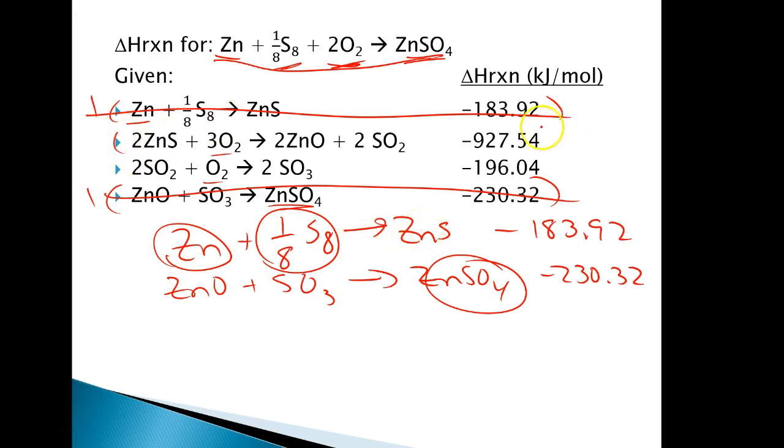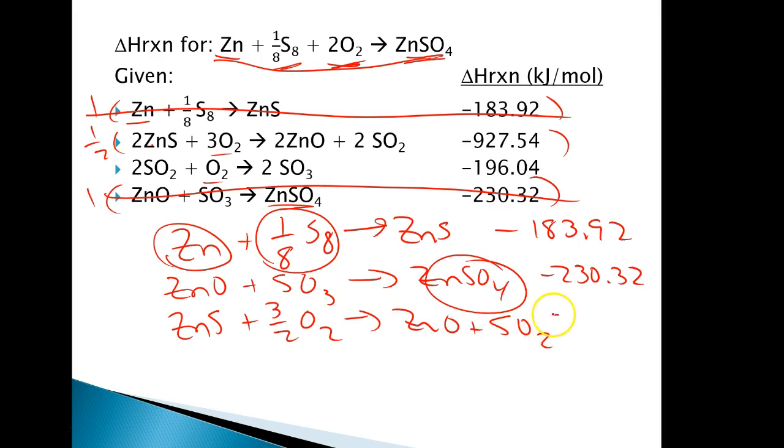So the ZnS on the right side, I want the ZnS on the left side to cancel out, so I need a coefficient of 1/2, or multiply by 1/2. ZnS plus 3/2 oxygen goes to ZnO plus SO2, and it's negative 927.54 over 2. Okay, so that's done. And let's see what cancels out. Zn's gone, Zn's gone, ZnO, ZnO.